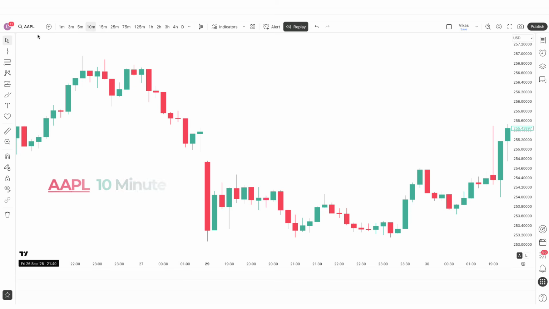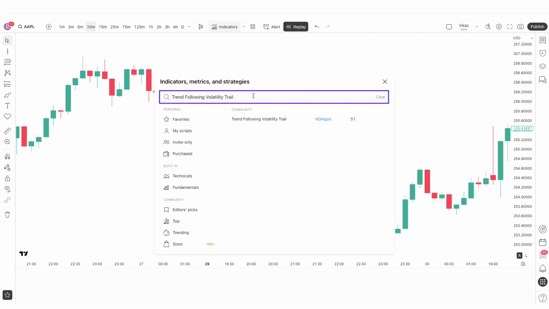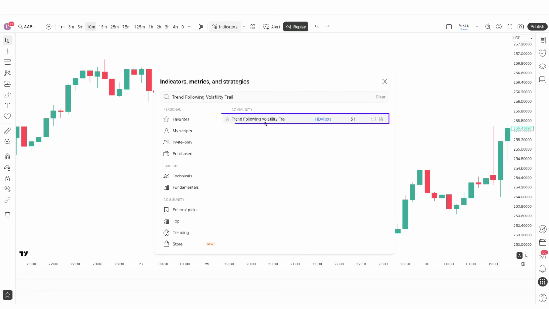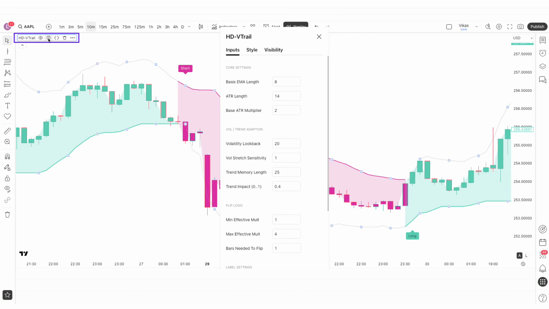Let's start the video. We open the Apple 10-minute chart. This strategy works well on the 10-minute time frame, as this strategy is unique, as no one has ever told you about it before. Let us understand the trading setup. First of all, we will search the trend following volatility trail indicator in the search box of TradingView, in which we have to change some settings.